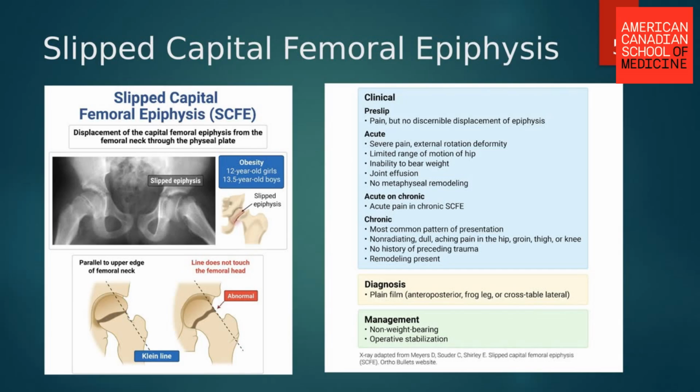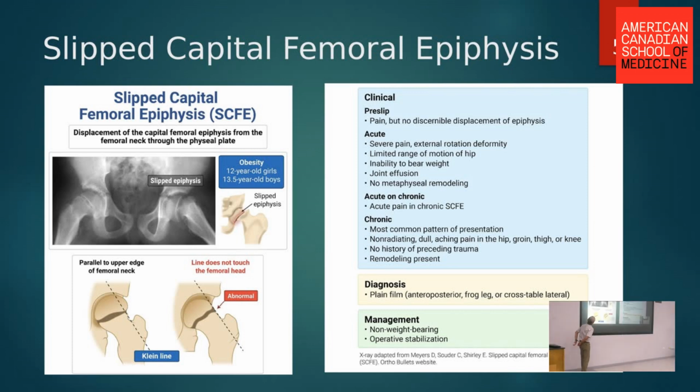There's a schematic here which shows you the Klein line. You can see it right here. This is normal, and it should bisect the lateral aspect of the epiphysis. In someone that has a slipped epiphyseal head, you're going to miss that. That's an abnormal Klein line. Again, diagnostic by X-ray, management, non-weight bearing, and operative stabilization with pinning. The earlier you catch this, the better.